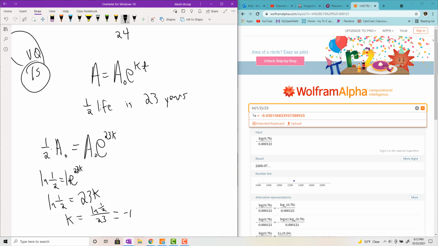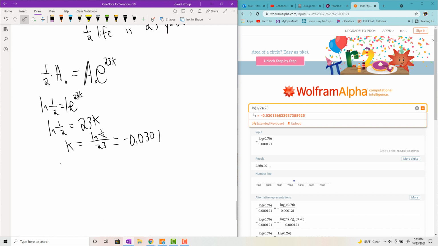Okay, so negative 0.0301. All right, so let's rewrite our equation now. A equals a sub 0 e to the negative 0.0301 t. I mean, worst comes to worst, you can always just put this actual thing in here. All right.